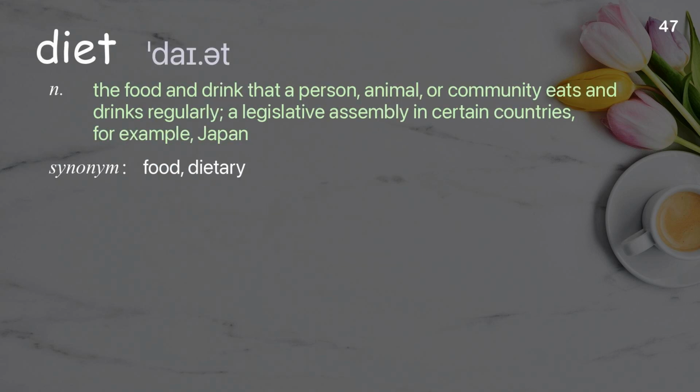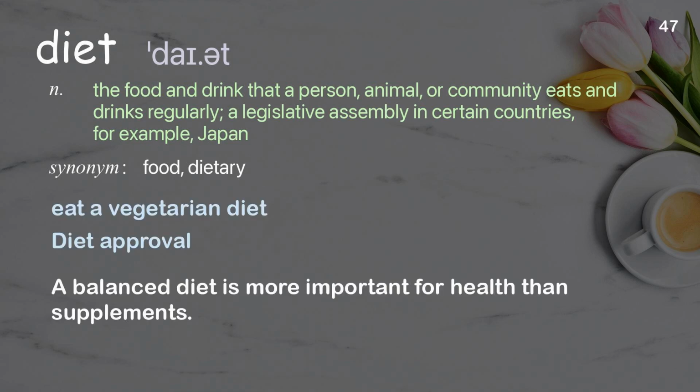Diet. The food and drink that a person, animal, or community eats and drinks regularly, a legislative assembly in certain countries, for example, Japan. Examples: Eat a vegetarian diet. Diet approval. A balanced diet is more important for health than supplements.